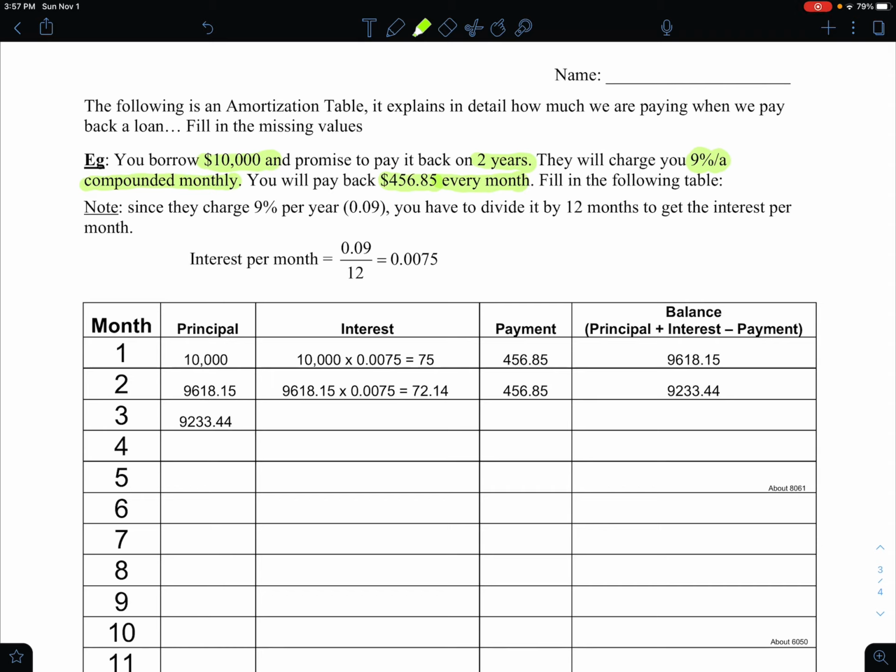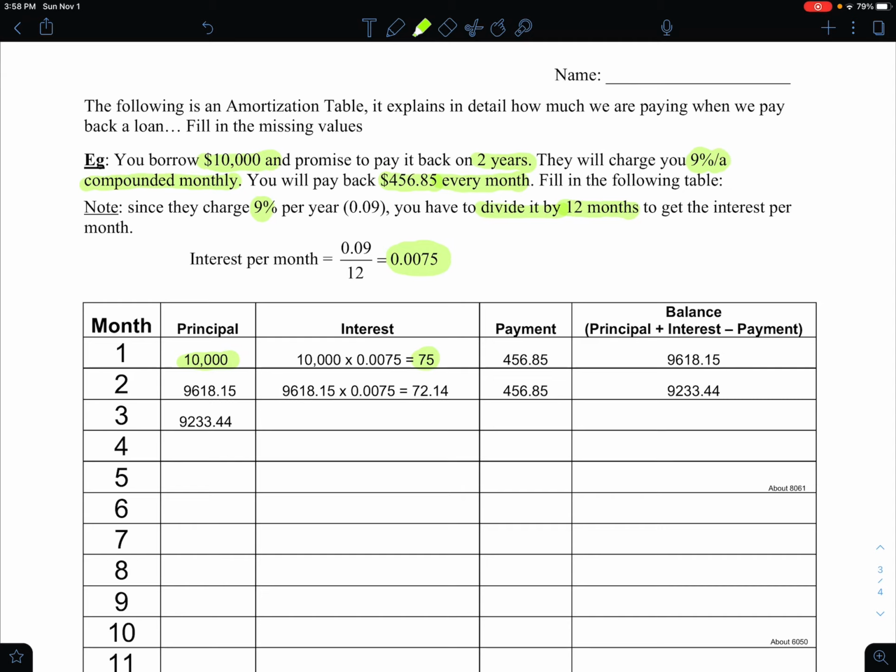Now, just notice this, that because we are doing 9% per year, but we're paying it per month, we need to divide it by 12. So the interest that we're paying is really on decimal 0.0075, which is really 0.75%. So how does it work? Well, let's just see. We owe $10,000. The first thing that's going to happen is they're going to charge us some interest. How much? Well, 0.0075 of 10,000. When we put it in the calculator, they give us $75 to pay.